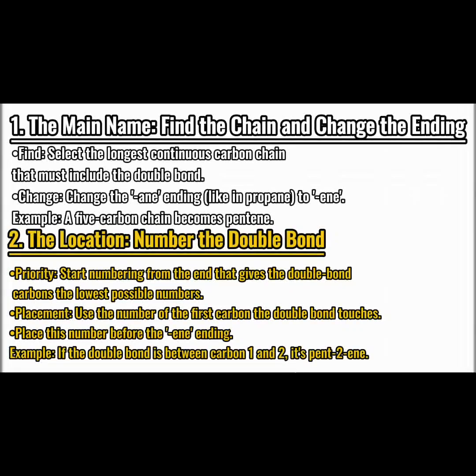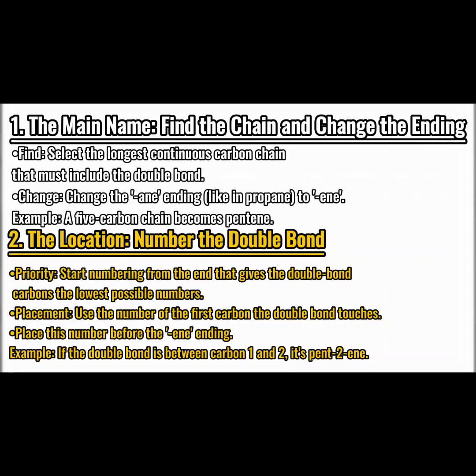Number 1. Identify and name the main chain. The first step is to find the longest chain of carbon atoms that includes the double bond. That chain sets your base name. To show it's an alkene, we take the usual ending, which is ANE, and change it to ENE. For example, a 5-carbon chain becomes pentene.